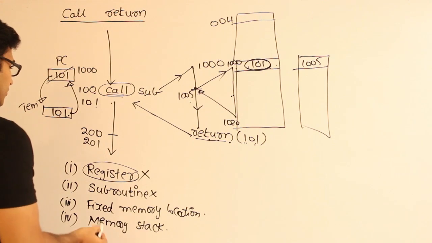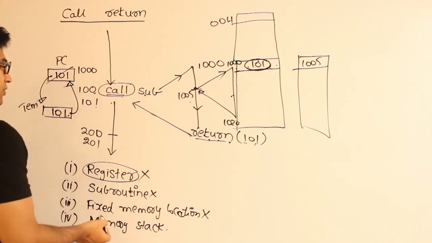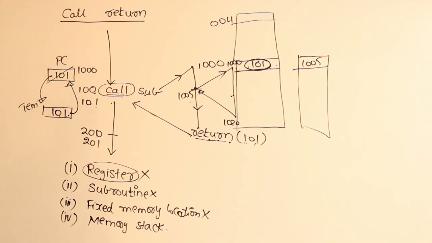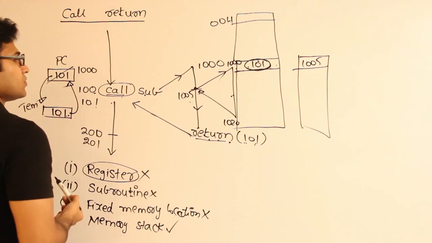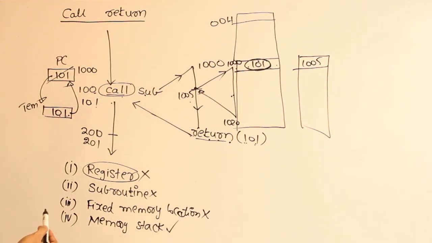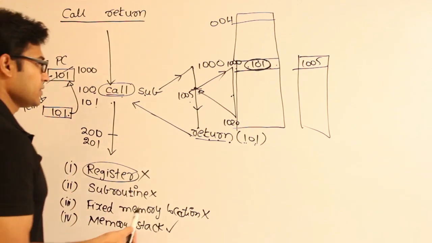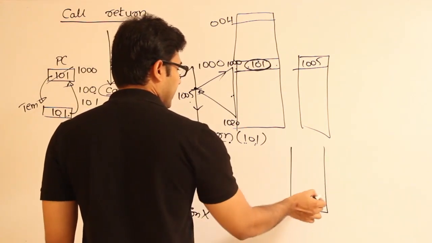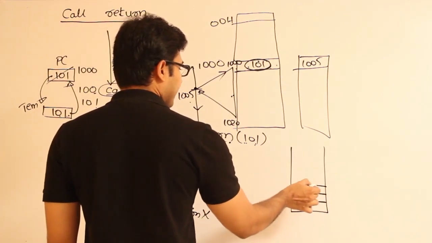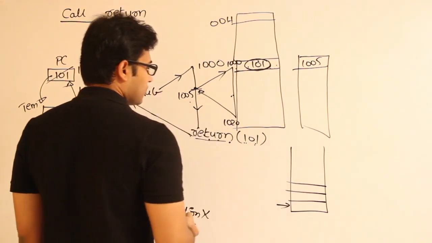For the same reason, a fixed memory location will also fail. Even if you are talking about a fixed memory location, we cannot write more than one value there. So the only interesting thing is the memory stack, right? In case you are using a memory stack, that is the best method. The reason is, even if you are going to call many functions, every function's return address can be stored in the stack, isn't it? You can have a stack and you can have a pointer, right? So on the stack you can put it.